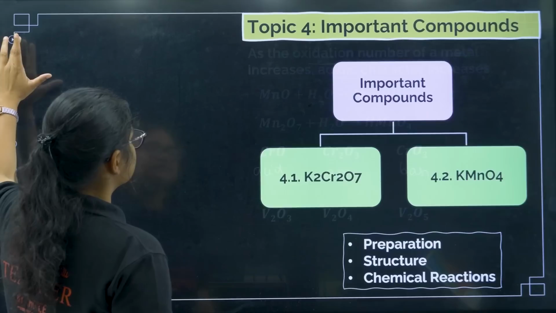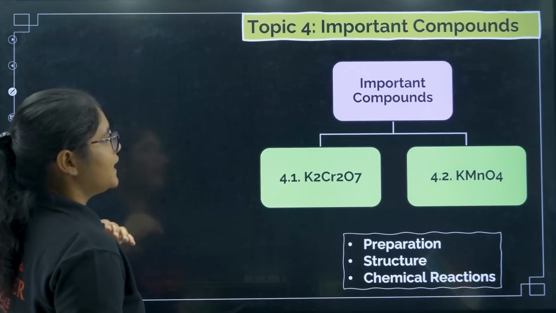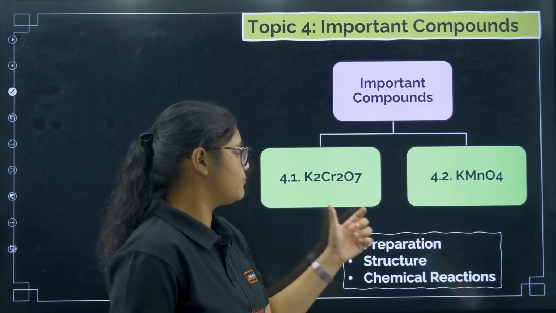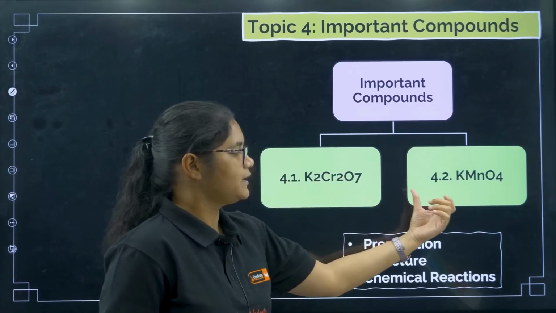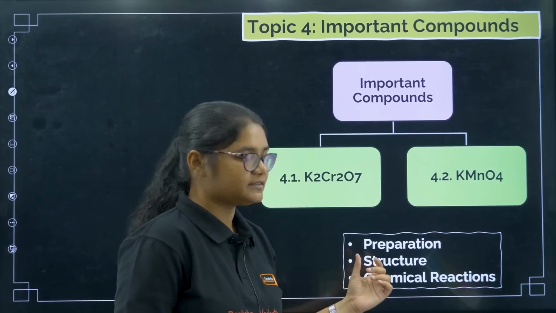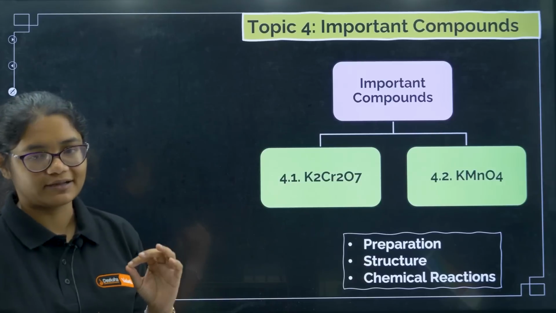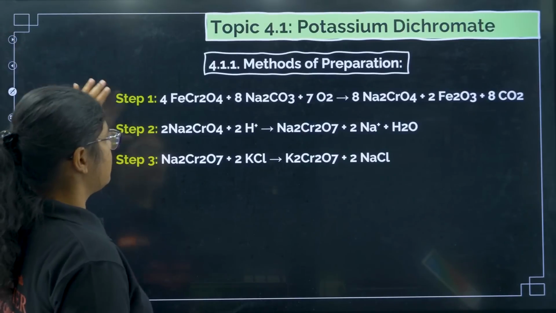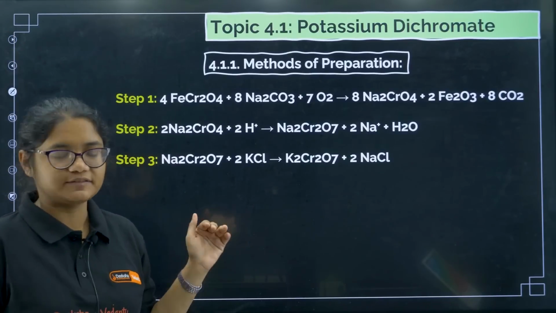Next, we'll go to the next topic, that is important compounds. Here you have to remember two important compounds, K2Cr2O7 and KMnO4. About them, we'll be studying their preparation, their structure and their chemical reactions. Preparation, I think all of you would have already studied, so I'm not going to explain this one.